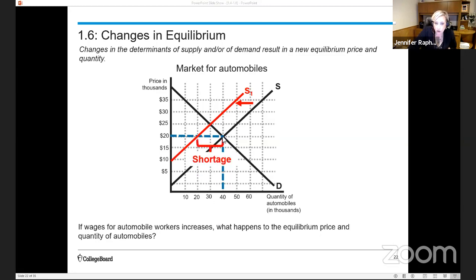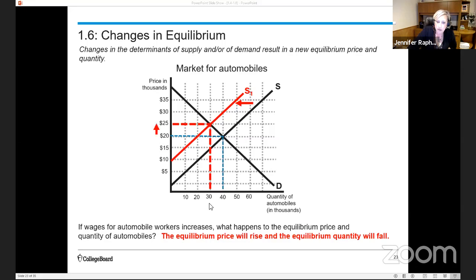Now a shortage is created again with the new supply curve. The quantity supplied at that price is only 20,000, but the quantity demanded is still 40,000. And so we have a shortage again. That shortage is going to be eliminated by rising prices. Sellers are going to raise their price, increasing the quantity supplied. As price rises, quantity demanded is going to fall, and we're going to achieve a new equilibrium price and quantity here. So the price has risen, but the quantity has fallen.